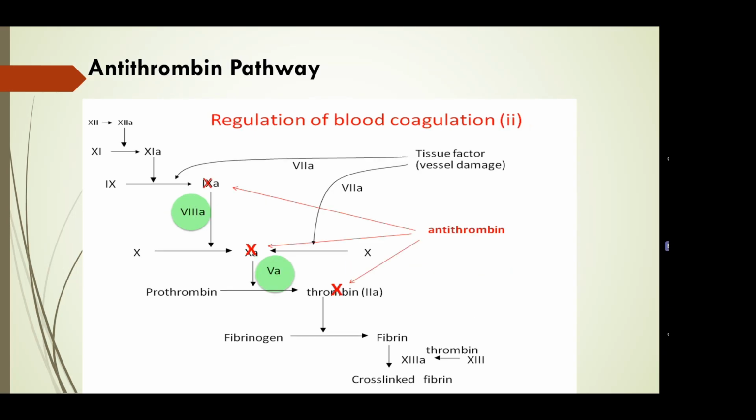So we also have the antithrombin pathway of regulation. Antithrombin regulates blood coagulation by canceling the activity of factor 9, factor 10 and thrombin. As the name implies, antithrombin stops thrombin, factor 10 and factor 9 from participating in the coagulation mechanism.